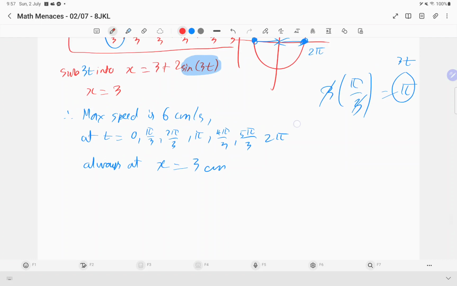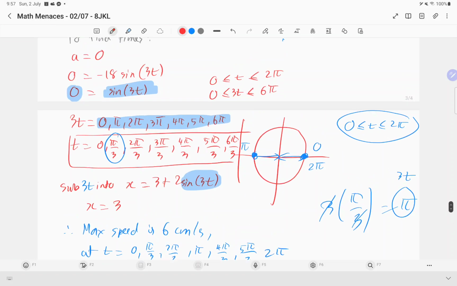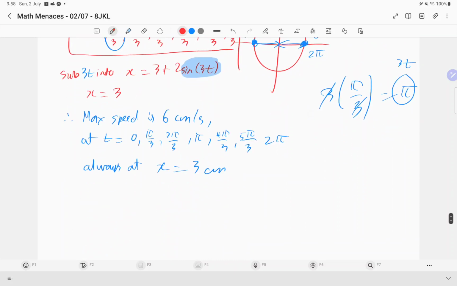Like what I said earlier, when you substitute 3t in, it will be the same as sine 3t, which has always been 0 from the previous part. Does it make sense now? Yeah, I think so. Kind of. Good enough. Alright, so that's it.